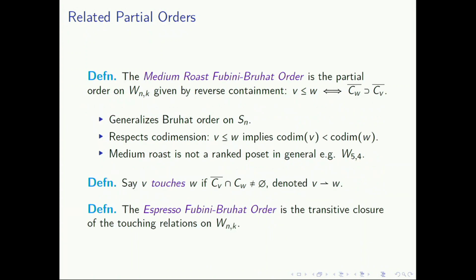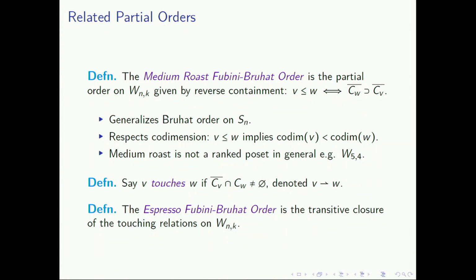So this means there's some other partial order that we could add. Let's say that V touches W if, when you take the closure of the PR cell for V, it contains a point in C sub W. We'll denote that by a little arrow, a harpoon arrow, and we thought that looks like touching. The touching relation is certainly implied whenever you have a reverse containment, but there are more of them. This gives rise to another partial order, which we'll call the espresso Fubini-Bruhat order. It's just the transitive closure of these touching relations.